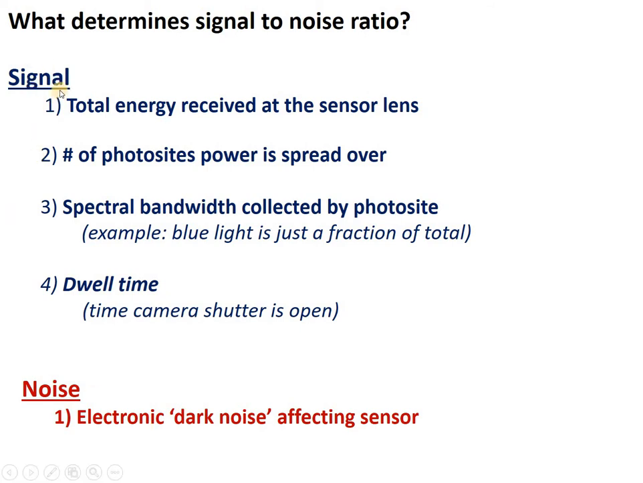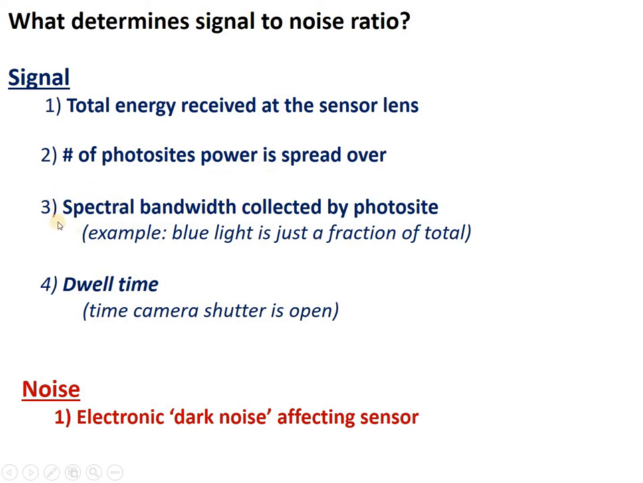So where does our signal come from? The signal, as I've just said, is the total energy received at the sensor lens, right? That's the signal, brought there by the photons. Then we're going to actually spread that total energy across some number of photosites. And so here, we're just dividing that energy that hits the lens into some number of photosites. If you're dividing across more photosites, guess what? Each photosite gets less energy, gets a lower signal.